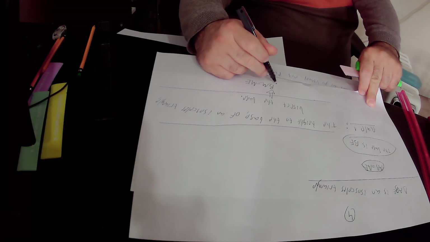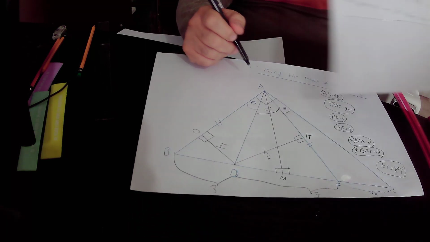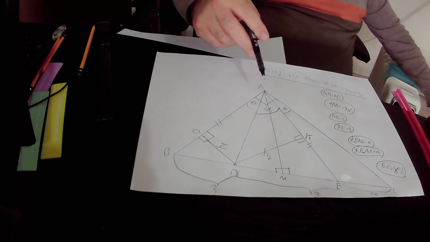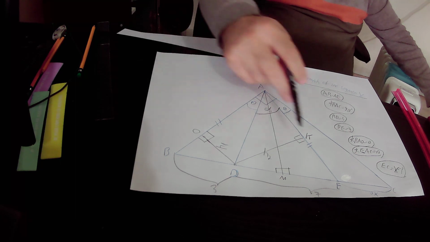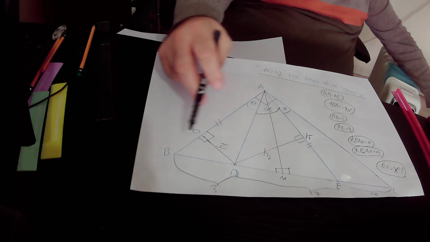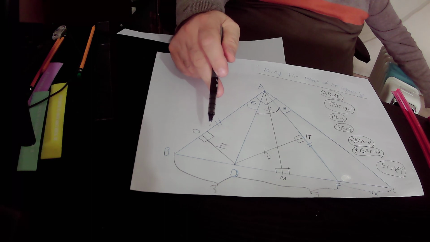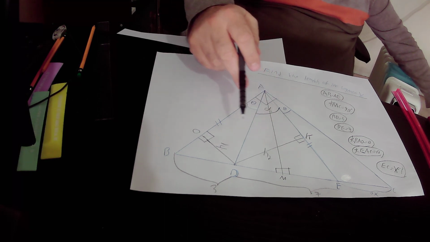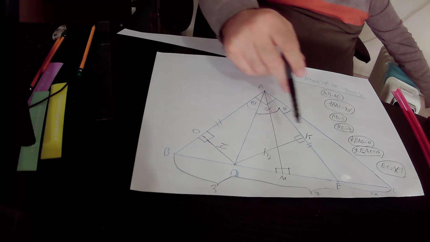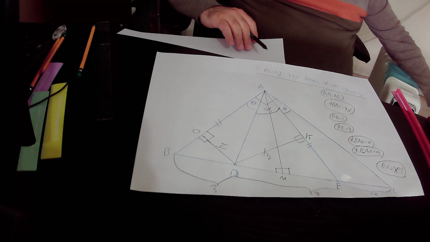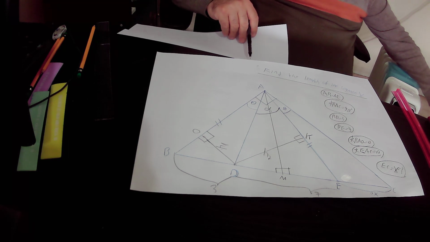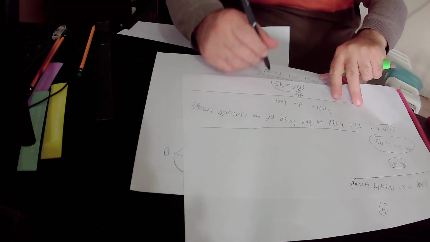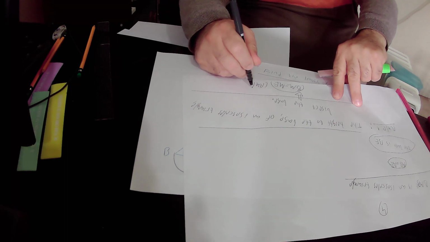Why? Because the height AM to the base BE in the isosceles triangle ABE bisects the base BE. What does it mean that it bisects the base BE? It means that it divides it into two equal parts, that is to say, BM equals ME. Okay? So according to rule number 1, BM equals ME.